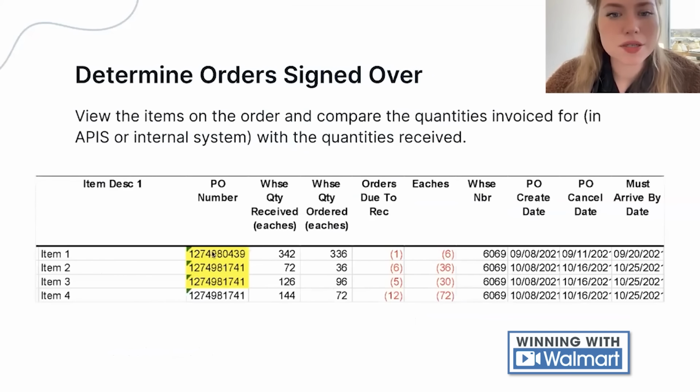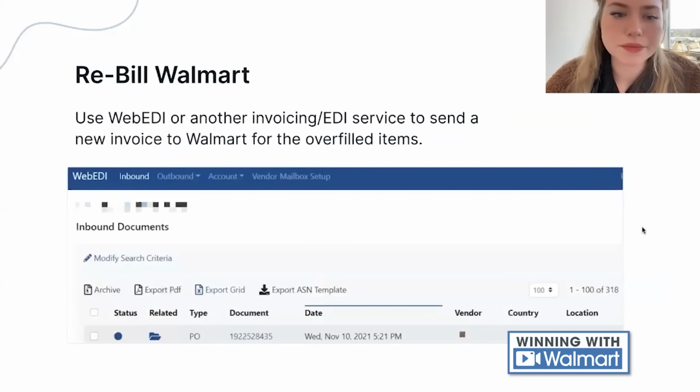Again, highlight it. Just make sure that you're making note of where those errors are happening. Compare the quantities that were invoiced for in APIS. So this is the accounts payable inquiry system in Retail Link. Compare that data and make note of anything that might be an overage.